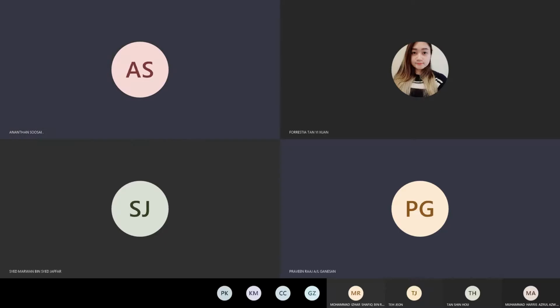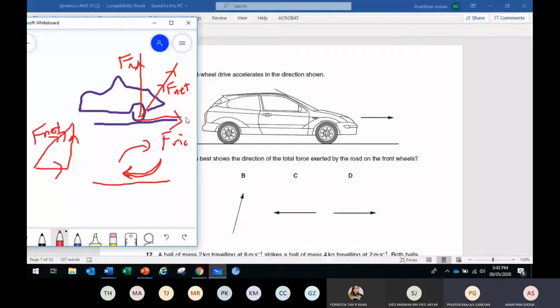Okay, so for this car, the friction is to the right and the normal force upwards, so the net force should be diagonal. So the answer is B. Those who got B, very good imagination. You can't think friction is to the left. The friction is to the right if you focus on the wheel, because the wheel won't tend to move to the left. So friction is going to push it to the right. Therefore, B is the answer.